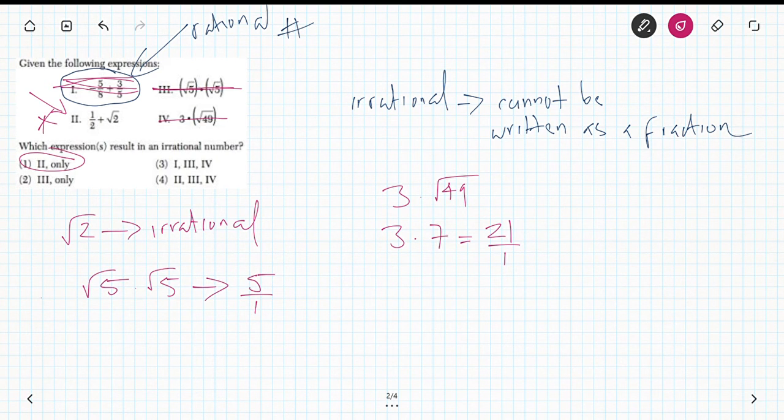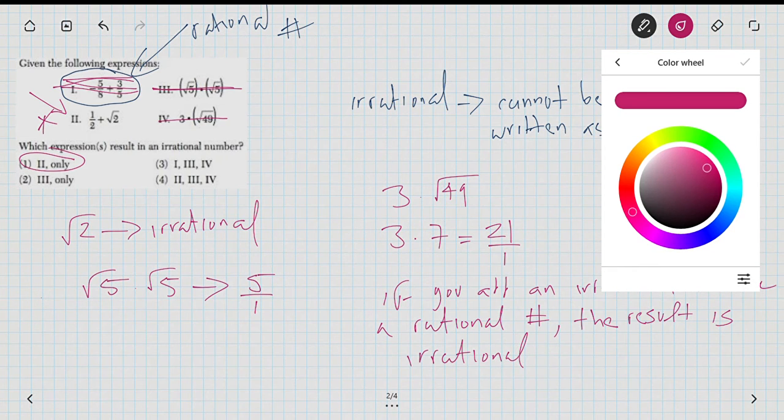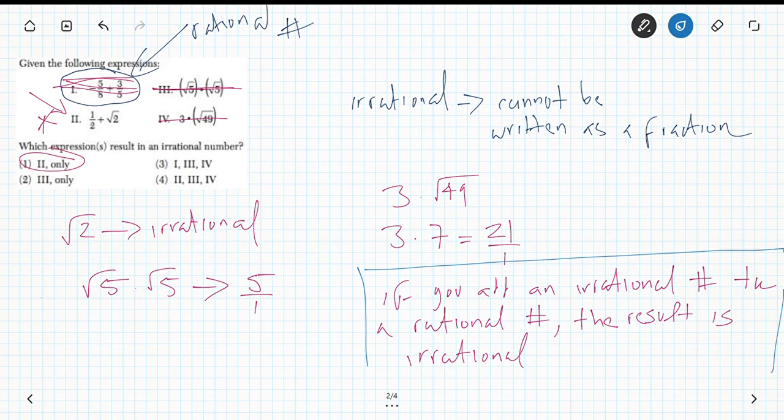Okay, now I'm going to write a statement that basically summarizes what I just said. If you add an irrational number to a rational number, the result is irrational. Okay, so just go ahead and box that sentence because it is one of those conclusions that you'll reach every time you add a rational plus an irrational.